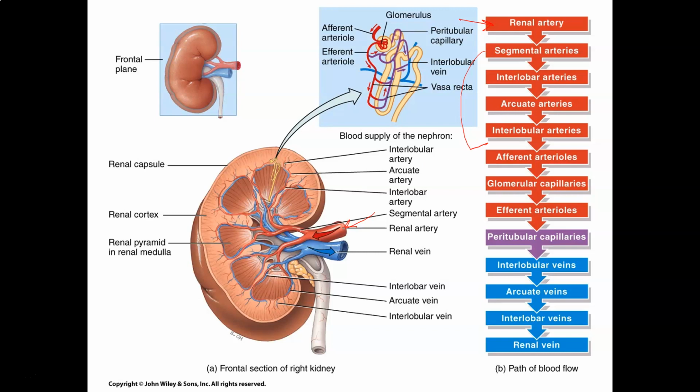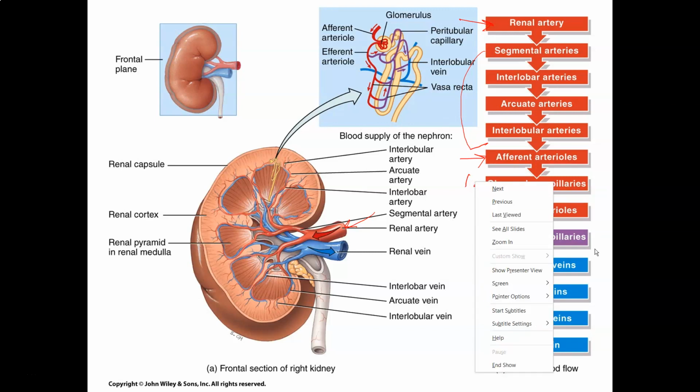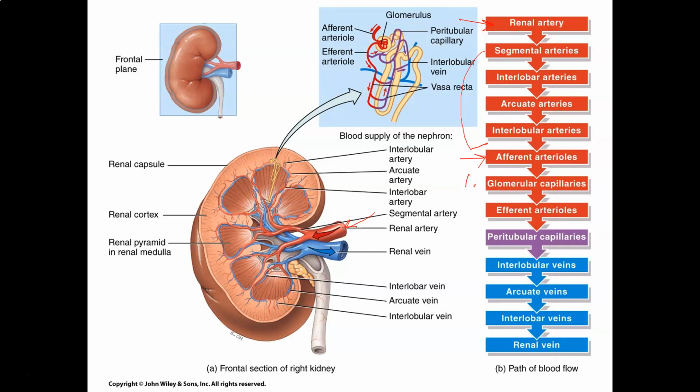But those are just the branches of the renal artery once it gets in there. And then eventually that blood is going to go into what's called an afferent arteriole. Remember, arterioles are little arteries. And then that afferent arteriole goes into the first capillary bed in the kidney, which is called the glomerular capillaries, or the glomerulus, shown up here. So the glomerulus is capillary bed number 1 in the portal system. And we'll talk about what happens there later, but for now let's just look at the blood supply.